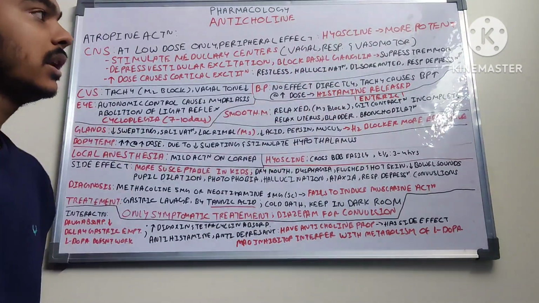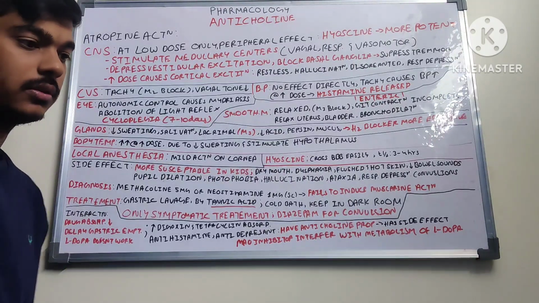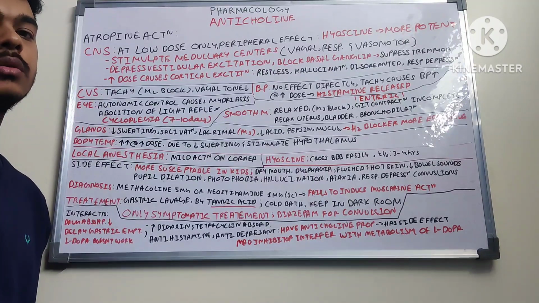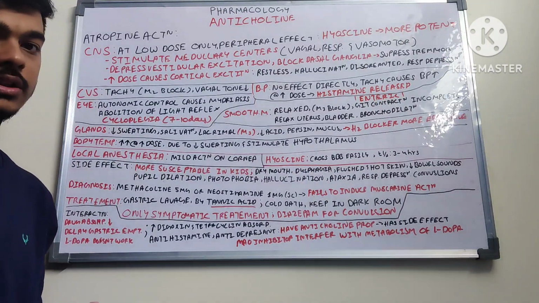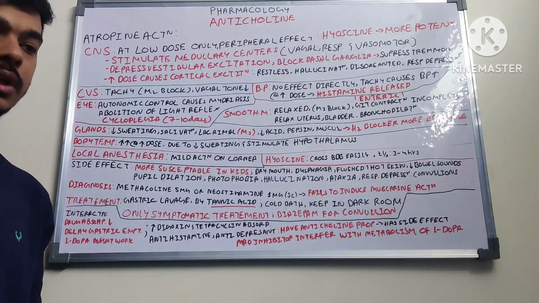It blocks the basal ganglia and it suppresses tremors, especially in case of Parkinson's. So before the discovery of levodopa or L-dopa, atropine was the drug used for anti-Parkinson's, but it had certain side effects which we'll discuss later, and they were the muscarinic side effects.